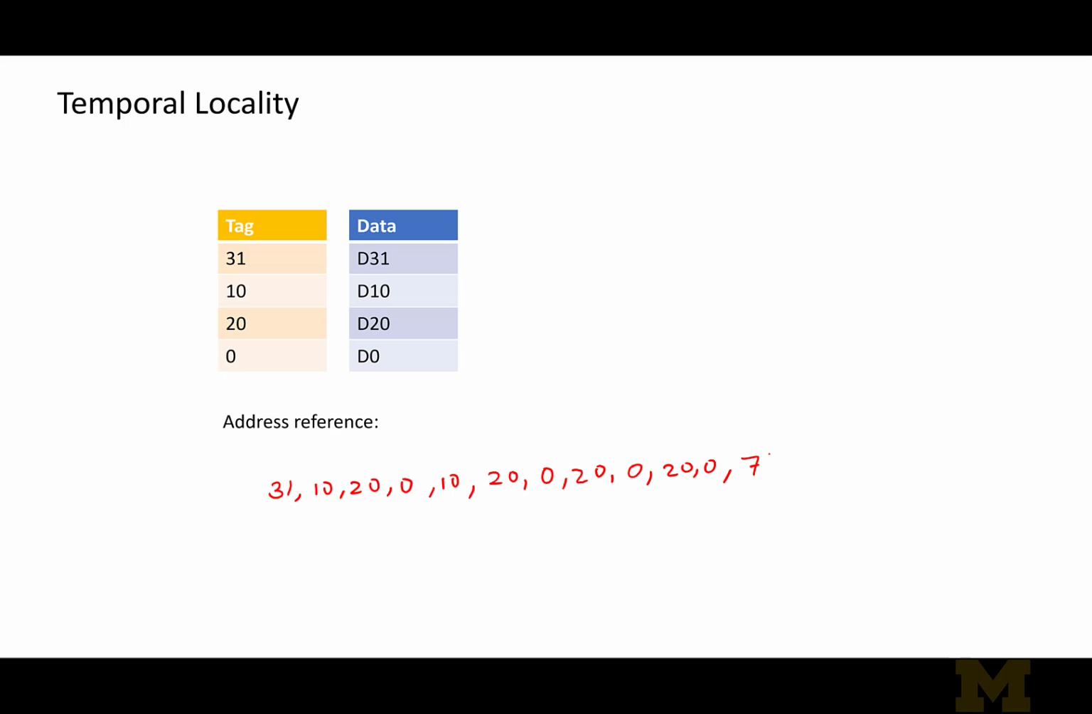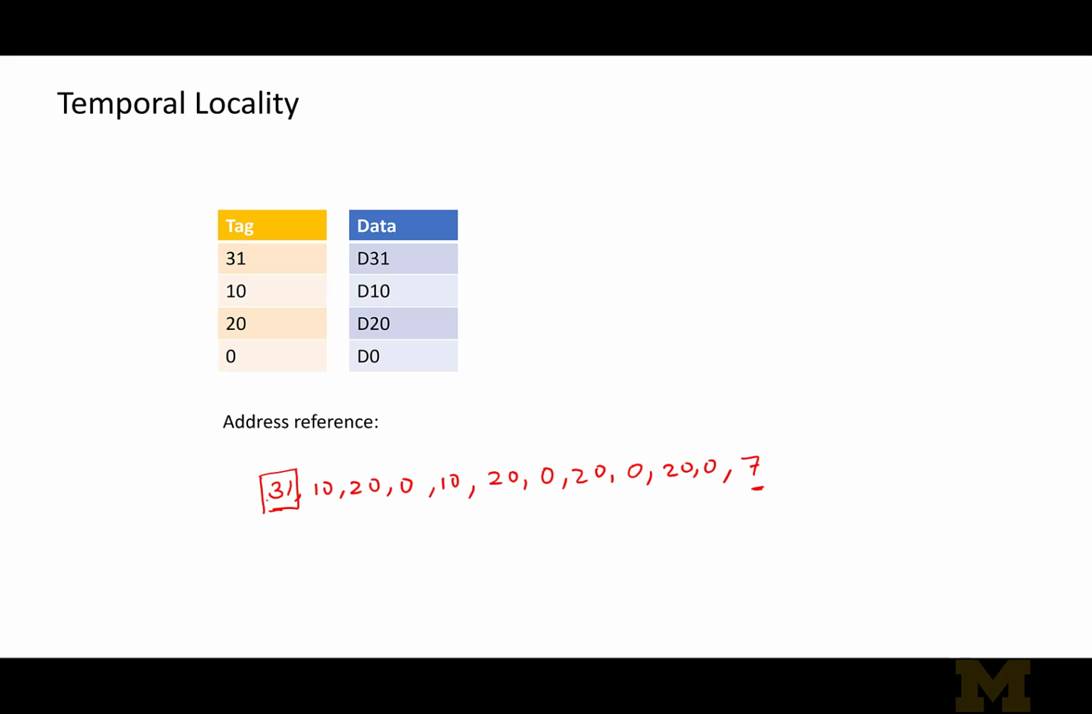Now I need to find space for this address 7 in my cache. Now the question is, which address do I pick as a victim and evict it? Try to pause the video here and see if you can come up with a good guess for which address might be a good candidate as a victim. If you pick 31, that is a very good guess. Well, why does it make sense?